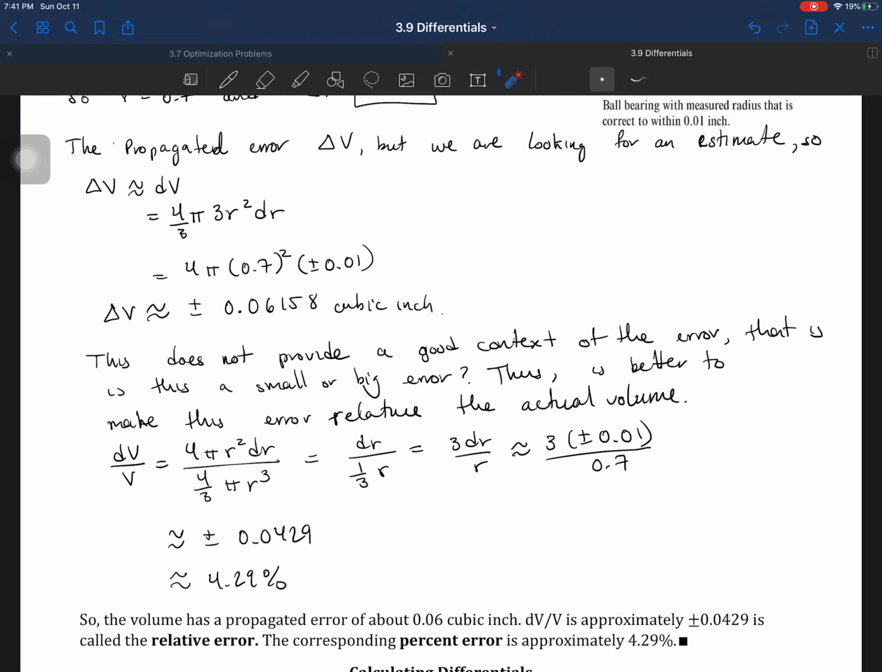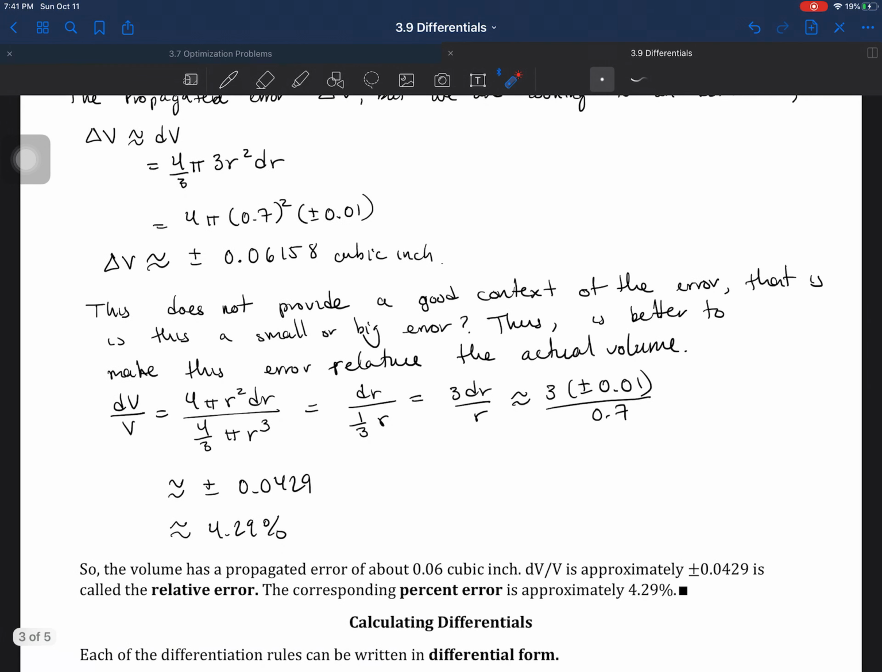But let's go further, because let's think about this. This number, what does it mean? I mean, it's an error, but it's very hard for us to make a conclusion about this error, because we don't know how big the volume is. We don't know how much this is compared to the actual volume. So this actually brings a different type of writing this error. This is known as the relative error. So the relative error says that we are going to describe the error relative to the actual volume.